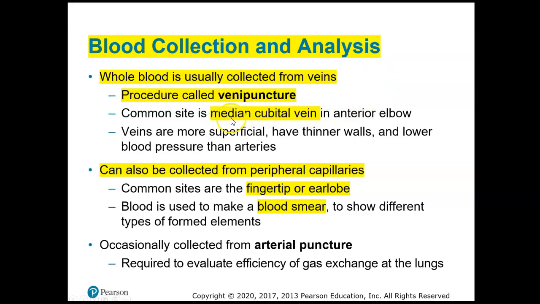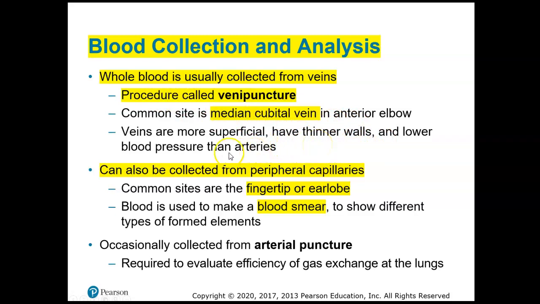And we collect that blood from the median cubital vein. In chapter 13, we're going to go through the arteries and the veins of the body, and that's one you will definitely need to know the name, location, and function of. That is the vein where, when you get blood drawn from the bend in your elbow through venipuncture, they use the median cubital vein, with some exceptions, but this is primarily the vein that is used.